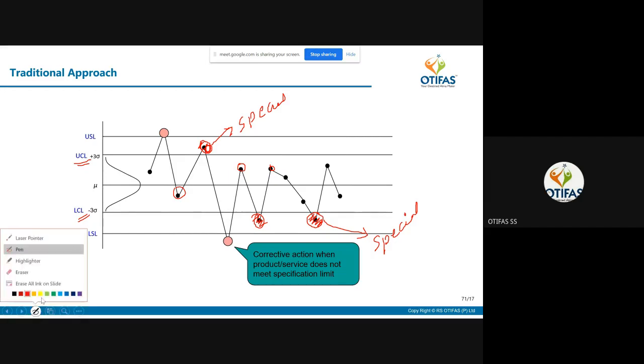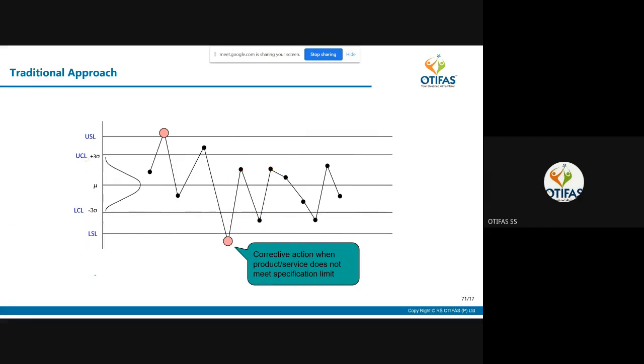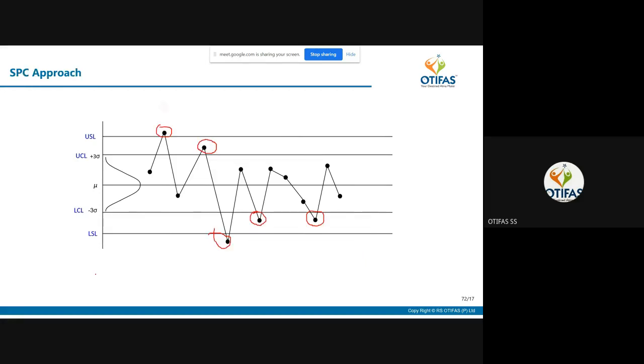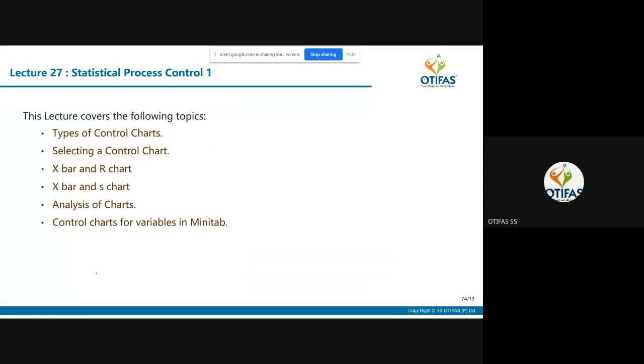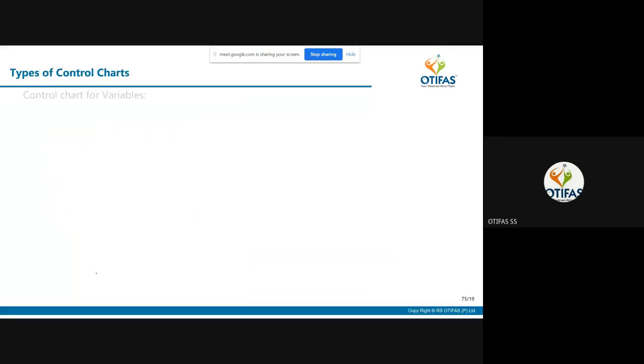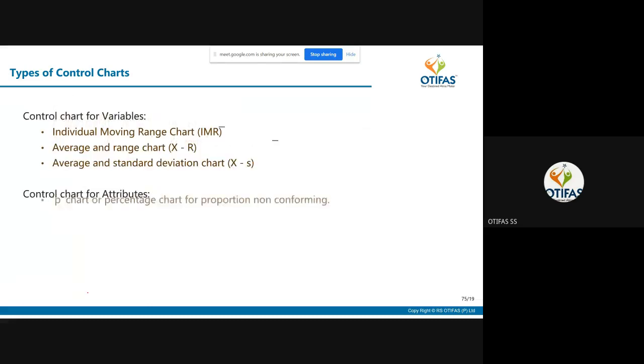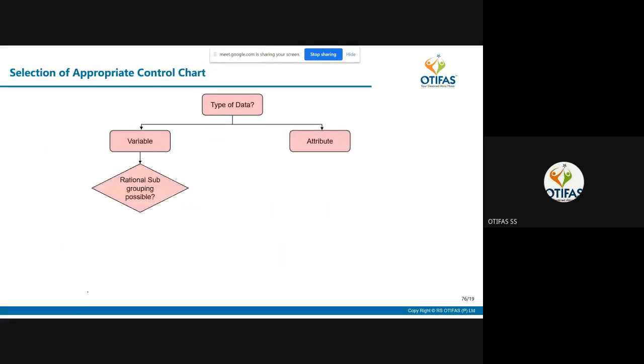Let me tell you, people do not know this even today. Good companies also do not know this concept. But it's a very good concept, the control chart. Now, how will you do it? What are the types of control chart? There are different types of control chart. Let us see.